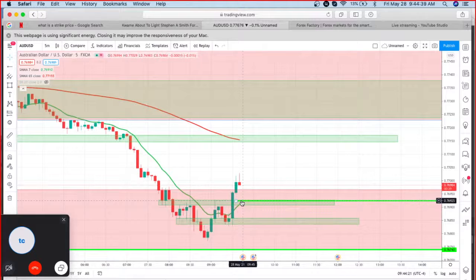Down here, 76920. Just a little bit lower. And then 76950. Right here. And 60. 10 pips above. So, yep. So I have two areas right here at the top and then two areas down here. So let's see what the market does.